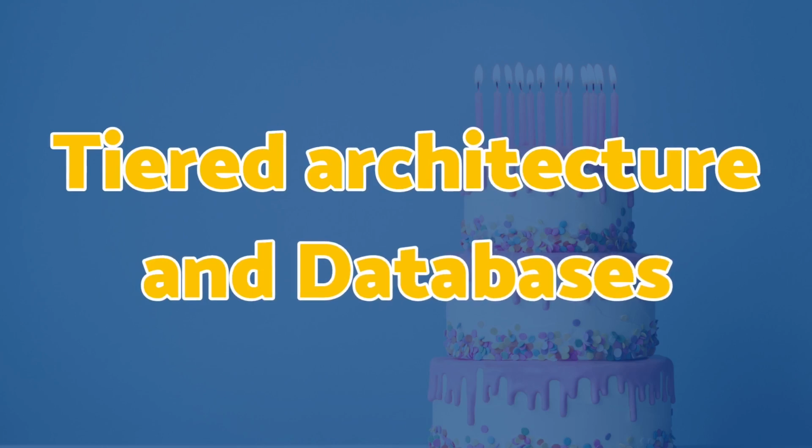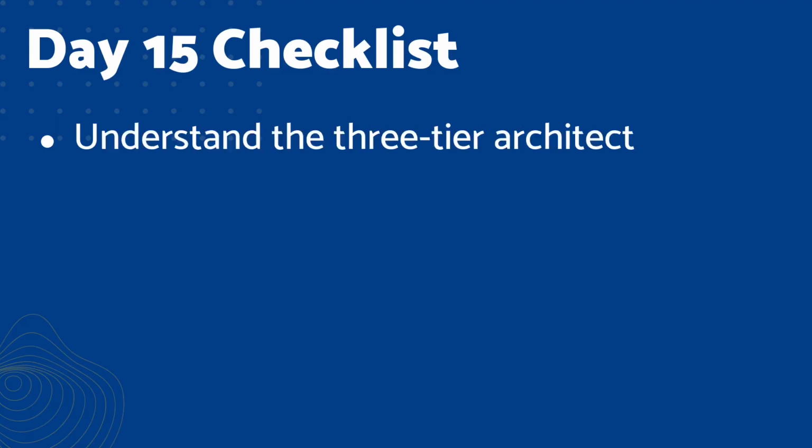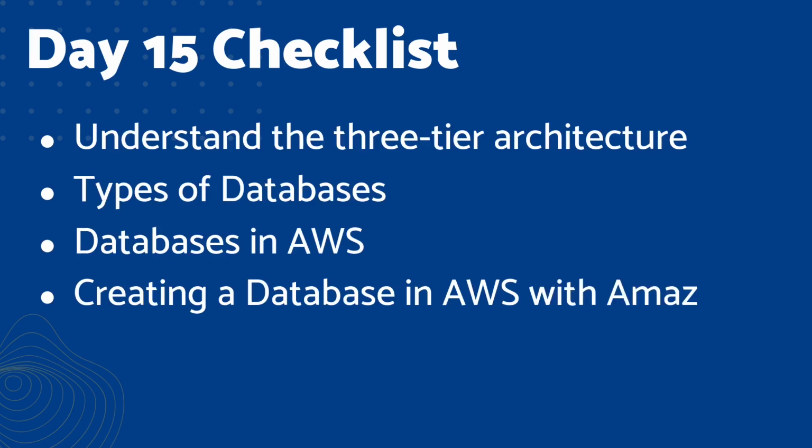So in today's video we are going to understand the 3-tier architecture or N-tier architecture. We are going to see what the types of databases are, what databases are available in AWS, and then we are going to create a database in AWS with Amazon Lightsail and attach it to our instance.